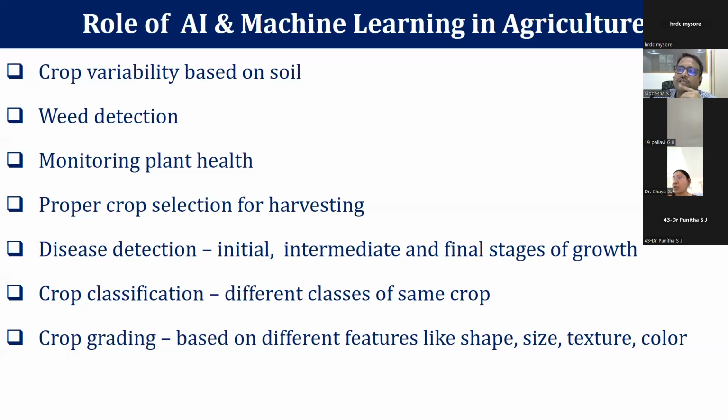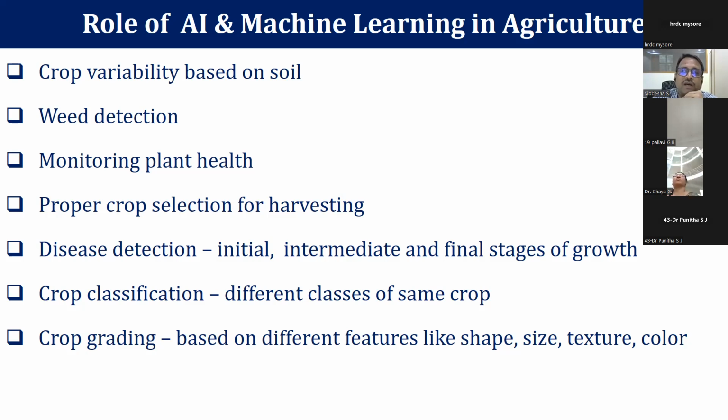Next, role of AI and machine learning in agriculture. Already we mentioned crop variability based on soil. We can see in literature that a lot of algorithms have been built, a lot of computation technologies are in use. People are doing that for crop variability based on the soil, and for weed detection also a lot of research is happening, differentiating between the actual crop and the weed and spraying the chemical only on the weed. And next, monitoring the plant health. That is one of the prime things, that is detection of diseases at the nursery level, intermediate level, at the time of harvesting, and even the post-harvesting situation.